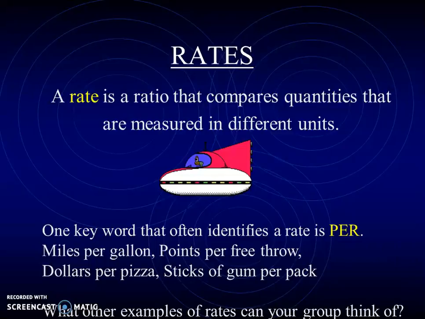Again, same definition. One key word that often identifies a rate is the word "per." It's one of those big keywords that you've got to start to recognize and see. It's going to become really important as we go through the year. Miles per gallon, points per free throw, dollars per pizza, sticks per gum. We have seen several examples of this, dollars per hour. In some of the word problems we've looked at, we've seen several examples of how this can look.